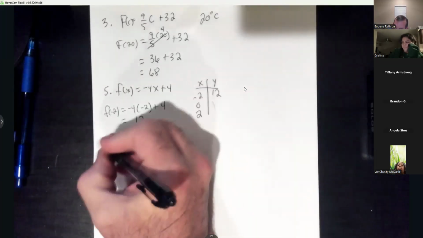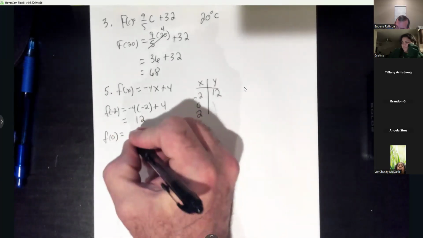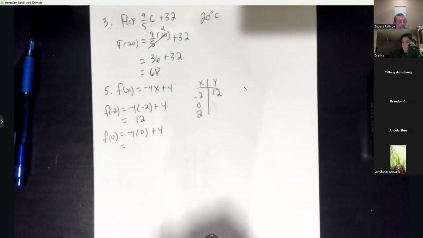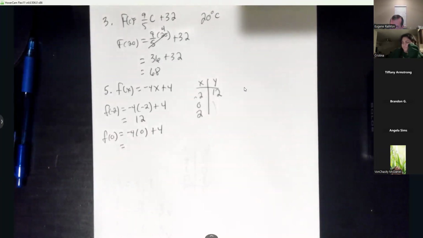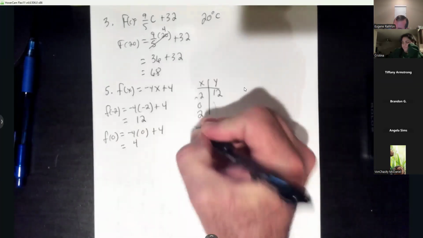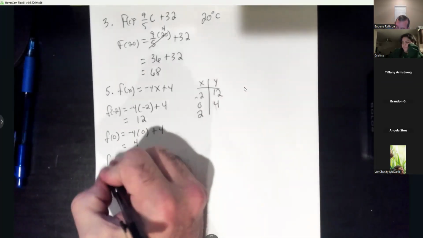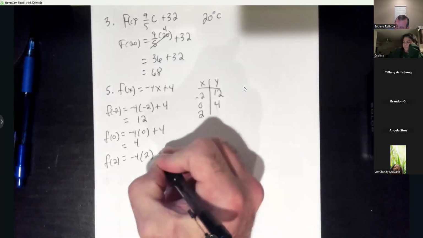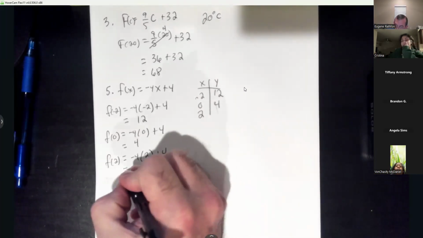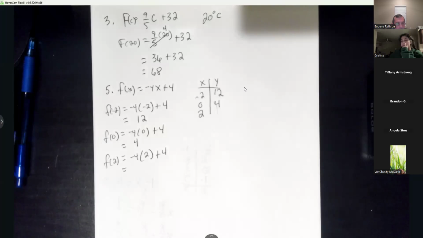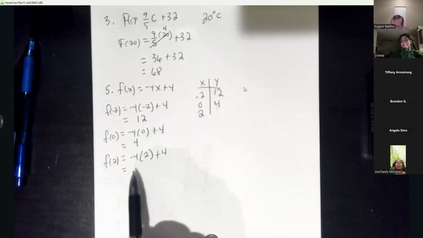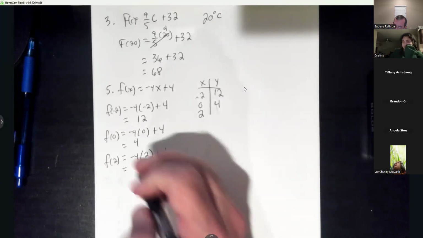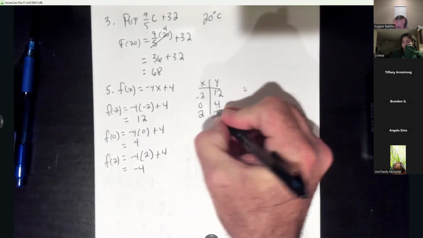All right, put me a 0 in there. So f of 0 will be negative 4 times 0 plus 4. 4. So that'll be 4. Good job. And then finally, f of 2 will be negative 4 times 2 plus my 4. And we all got negative 4 on that because negative times positive makes that a negative 8. Negative 8 plus 4 is a negative 4.